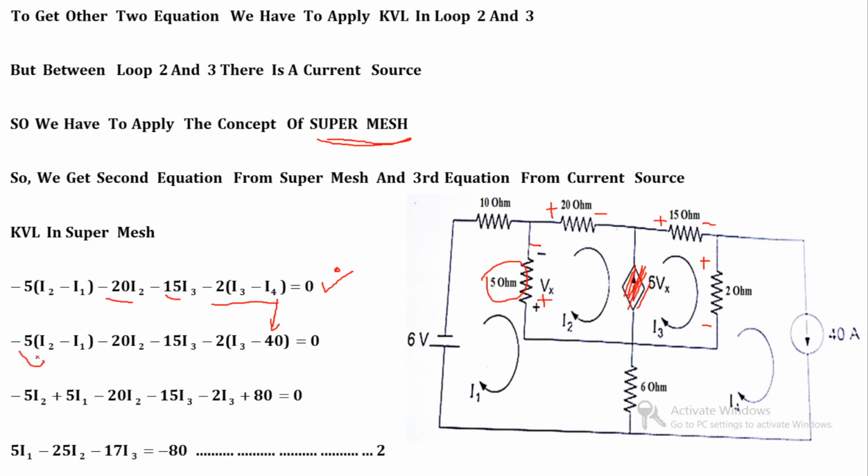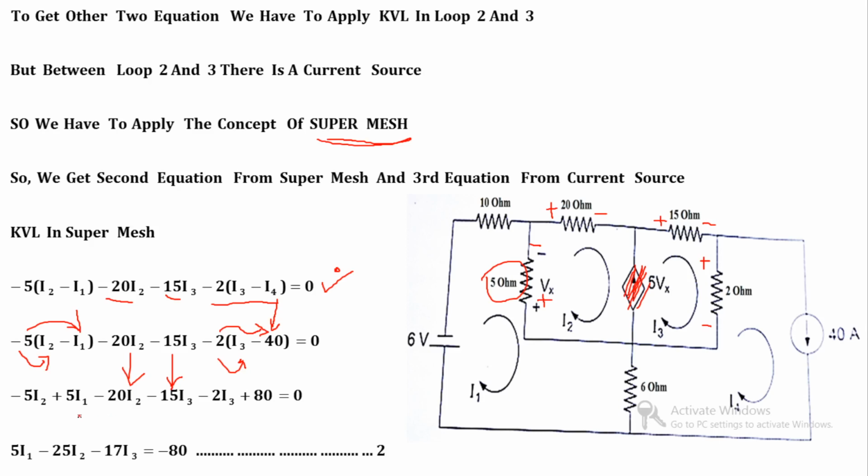We have to multiply the 5 with I2 minus I1. So it will become minus 5 I2 plus 5 I1. This 20 I2 as it is, 15 I3 as it is. We have to multiply the 2 with I3 and 40. So this will become minus 2 I3 and this will become plus 80.